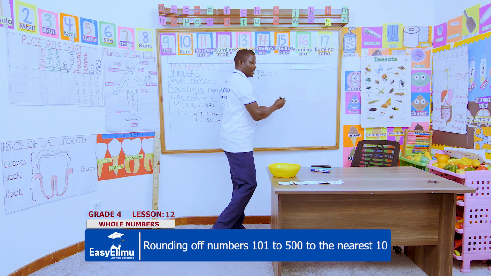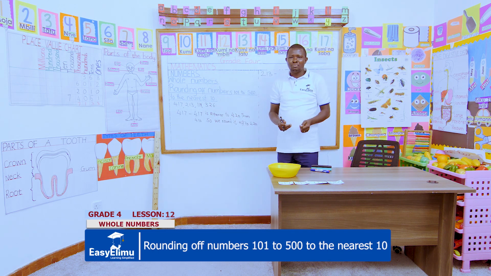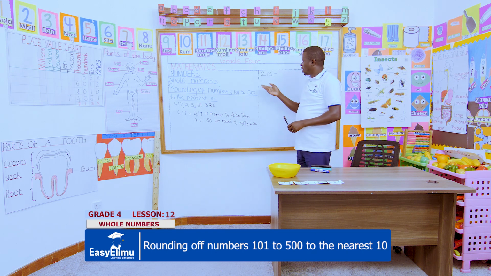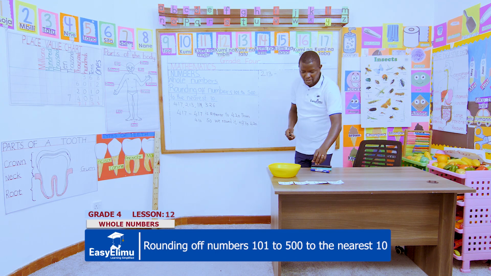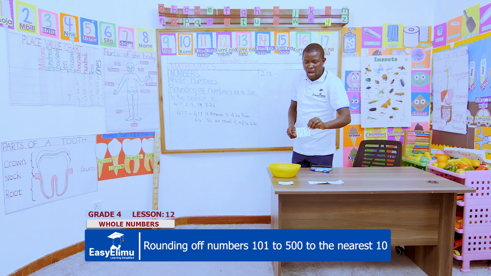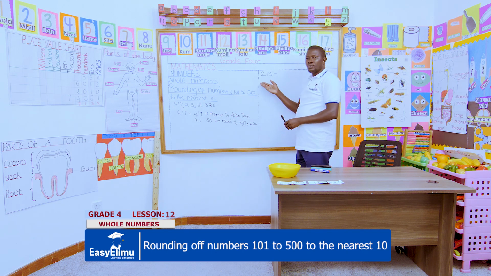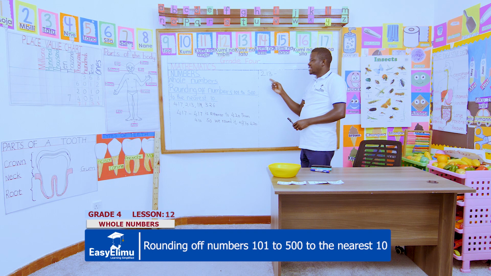213 was our next number. John and your group, Victoria and your group. Victor, how have you rounded off this number, 213? We see that 213 is nearer to either 210 or 220. So between those two numbers, 213 is nearer to which number?